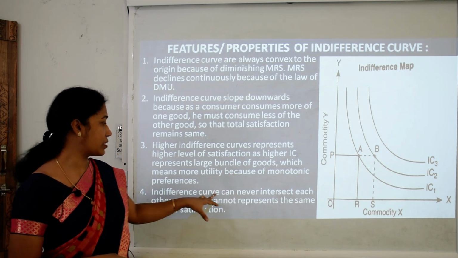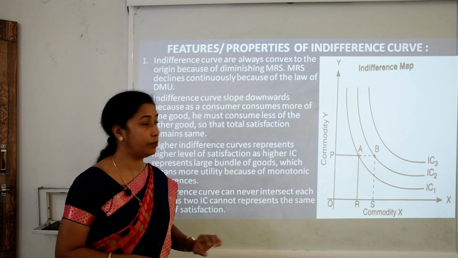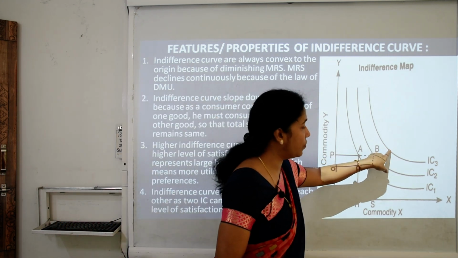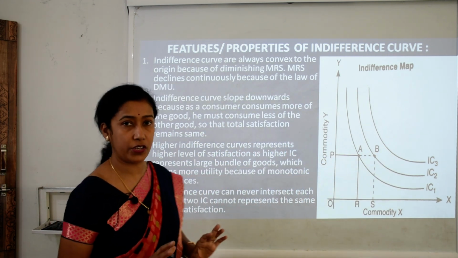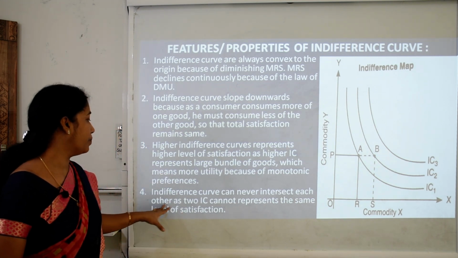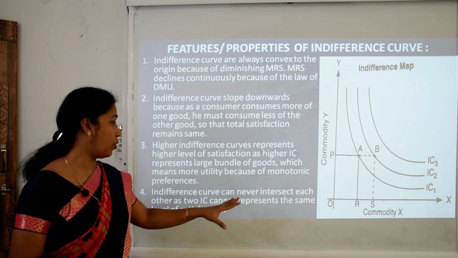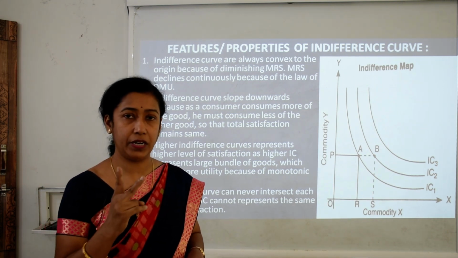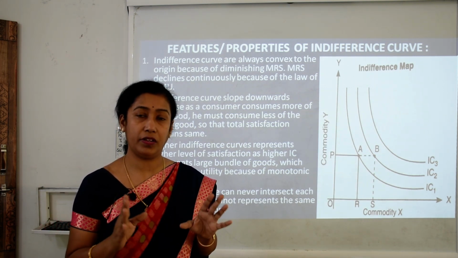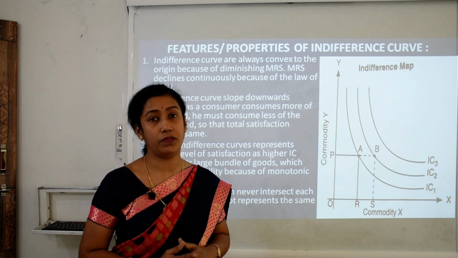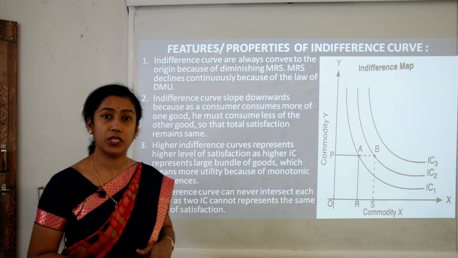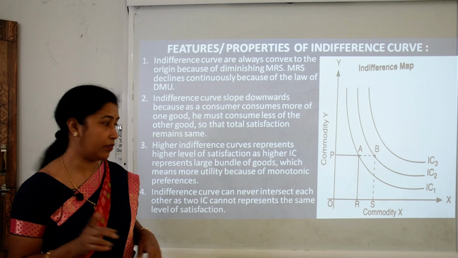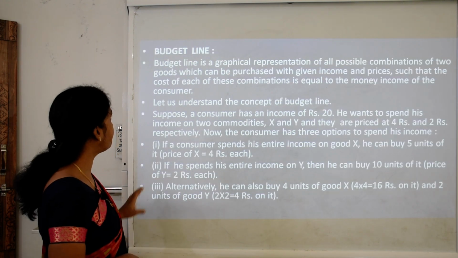Fourth, indifference curves can never intersect each other. That means each indifference curve can never intersect another. This is the condition required, as two indifference curves cannot represent the same level of satisfaction. Two different indifference curves cannot have the same level of satisfaction. That is why indifference curves can never intersect each other.